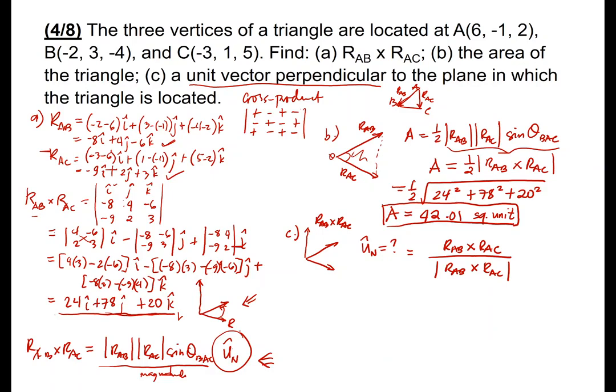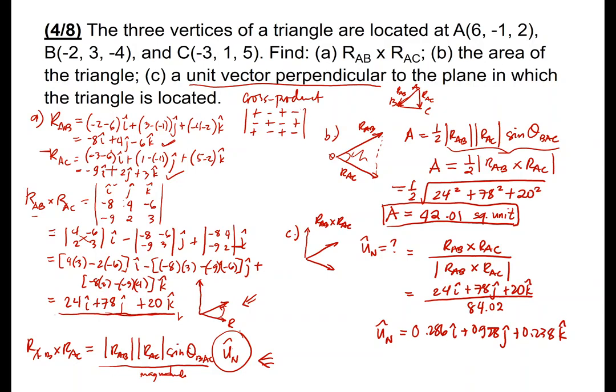The magnitude is 84.02. So therefore we have this expression, 24i plus 78j plus 20k, divided by 84.02. We can check the unit vector because its components are always less than 1. So the answer here is 0.286i plus 0.928j plus 0.238k. So that's the unit vector.